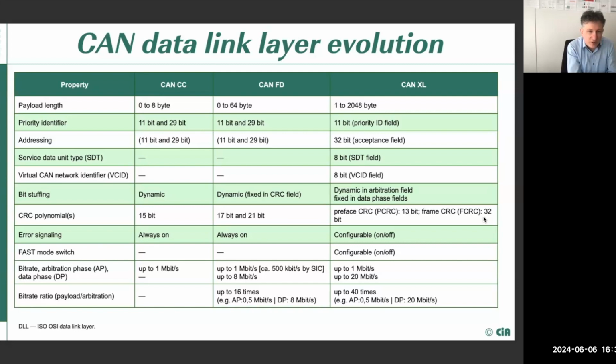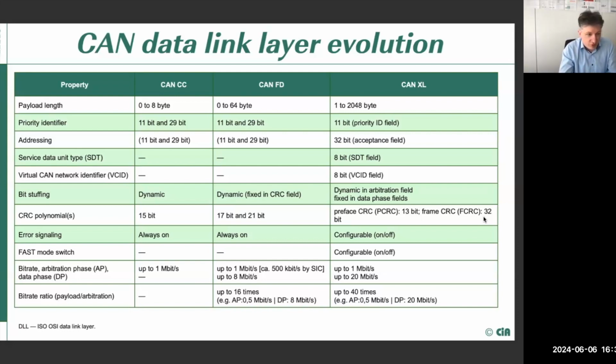Addressing was used to provide physical addressing of the nodes themselves, so you know exactly where the communication goes. I've put it in round brackets for CAN CC and CAN FT. It could be done, but it was not a part of the original data link layer, while in CAN XL it is a part of the original data link layer. So in CAN XL you can actually, in 32 bits, provide the address of the device, whatever is encoded in there, so you know exactly where the message goes.